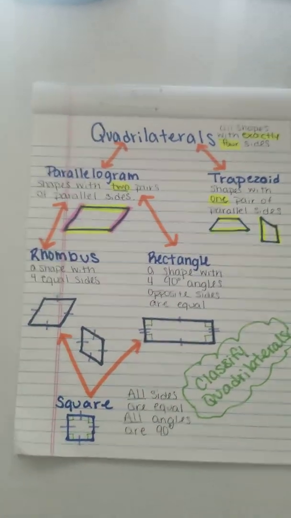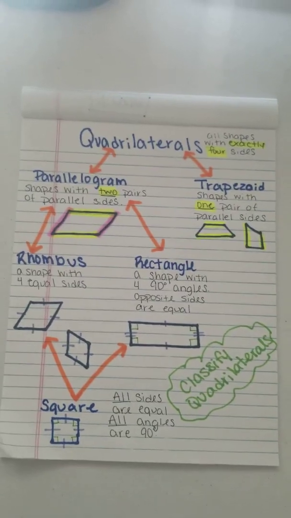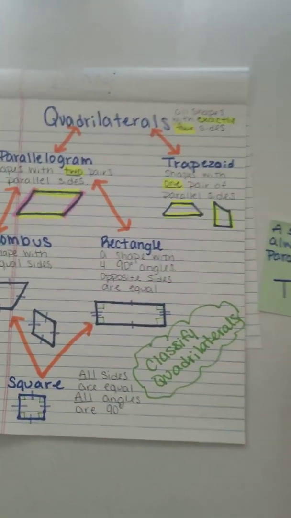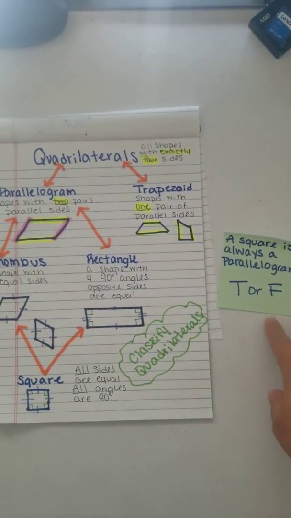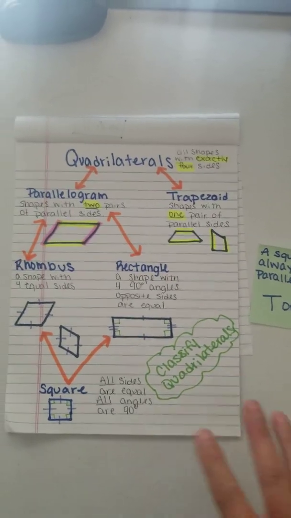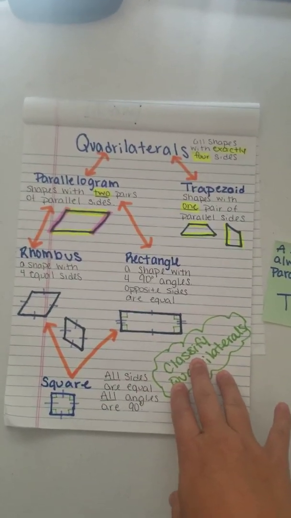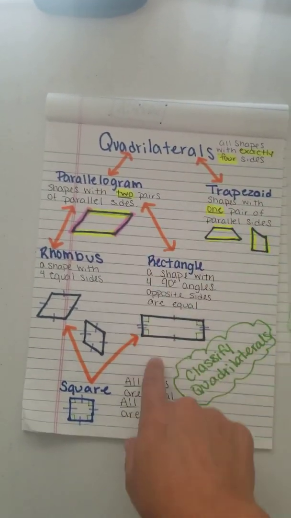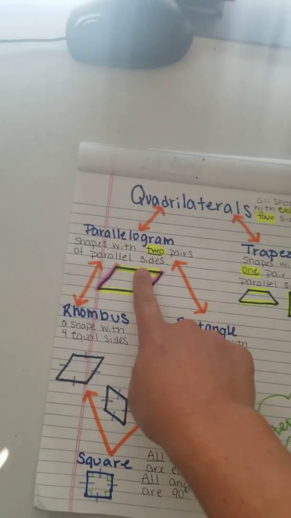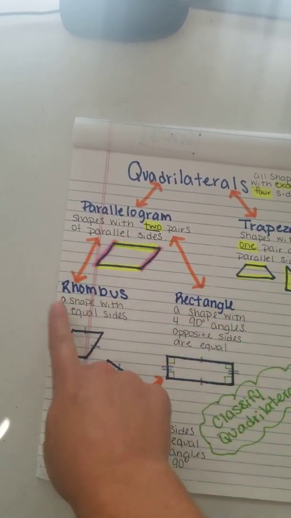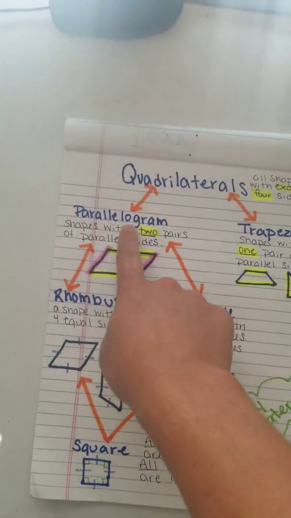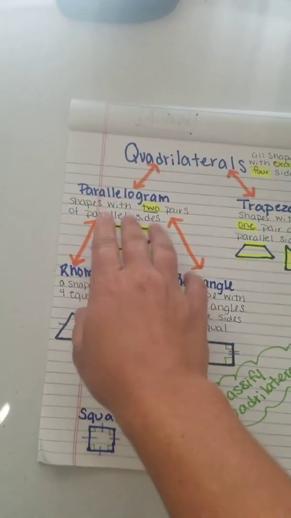So you're going to see some questions that are pretty tricky about quadrilaterals, and some of them might look like this. So we have a true or false question. A square is always a parallelogram, true or false. So when you think about this picture, I want you to think, if I'm going down it, it is sometimes. So a parallelogram is sometimes a rhombus.